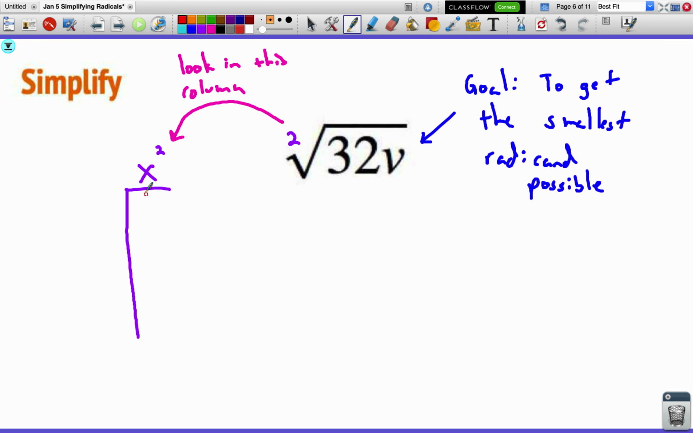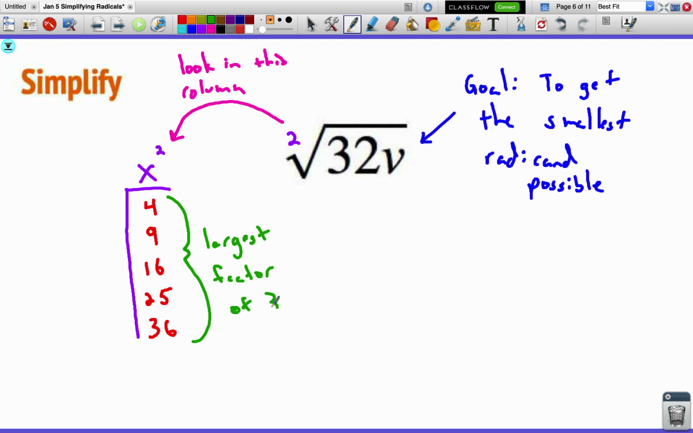All right, so your perfect squares, it starts with a 1, but taking out a 1 doesn't change anything. So we'll go 2 squared is 4, 3 squared is 9, 4 squared is 16, 5 squared is 25, 6 squared is 36. We've now exceeded 32, so we don't need to keep going. We want to actually look for the largest factor of 32, the numerical part of the radicand.